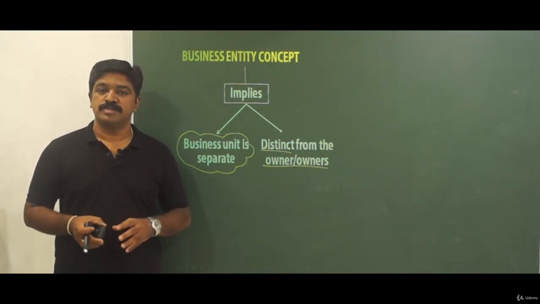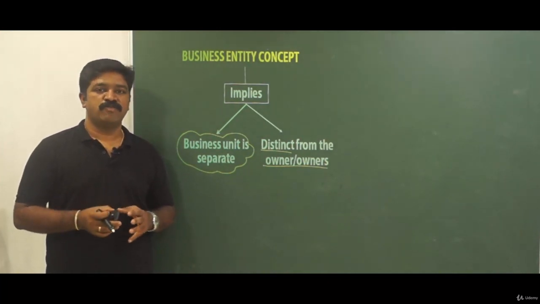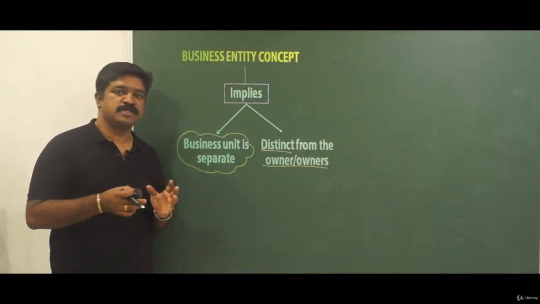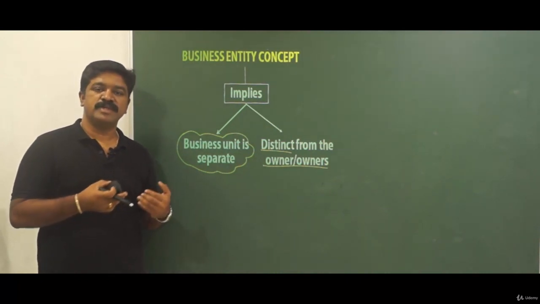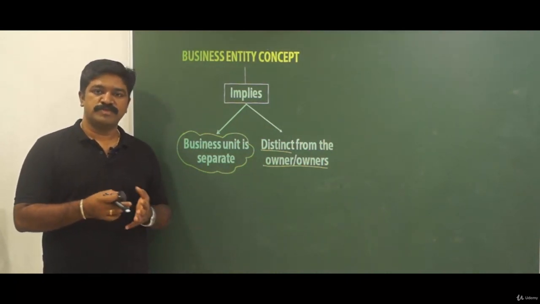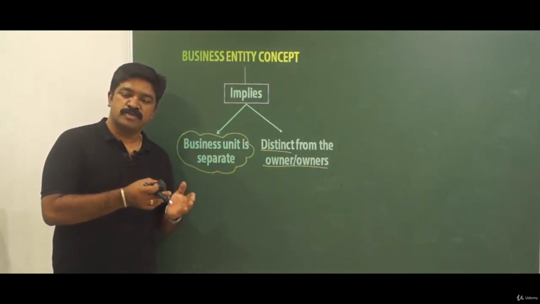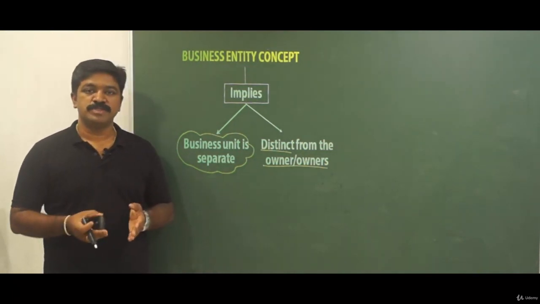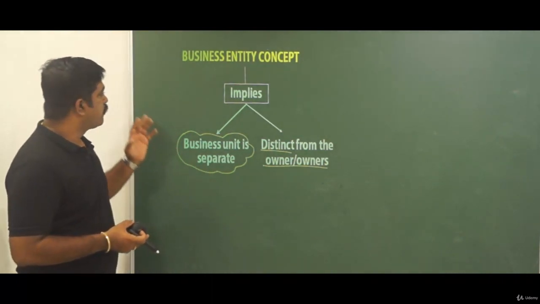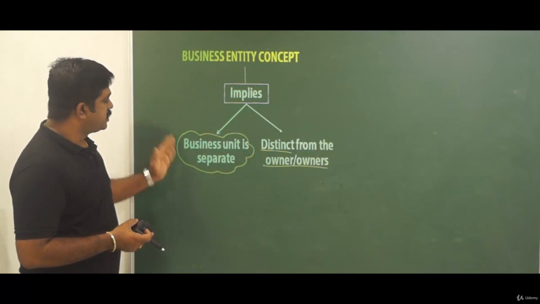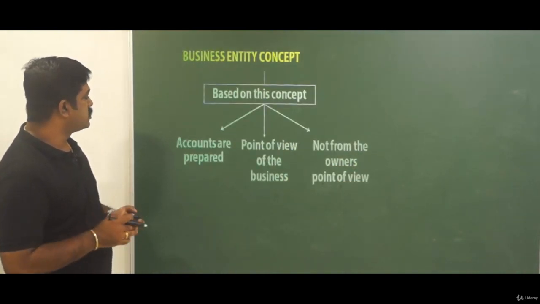Why? Because business is always seen as a separate person in the eyes of law. We say business is an artificial person, whereas the owners are natural persons. Even in the accounting rules, we have seen that personal accounts are divided as natural person, artificial person and representative person. Okay, so let's be very clear. First of all, business entity concept says business unit is separate or distinct from owners.